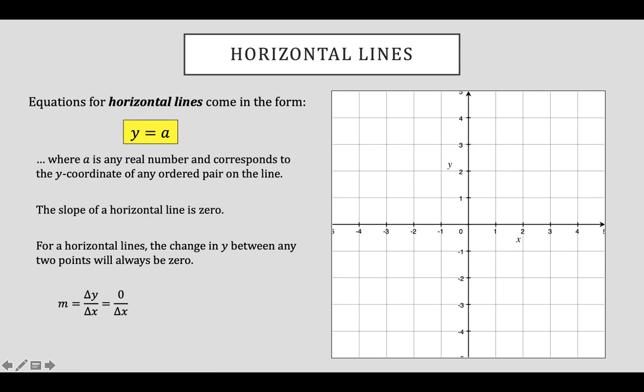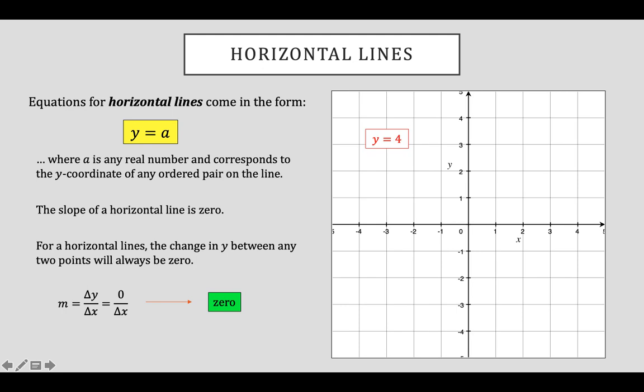If you were to try to find the slope, delta y over delta x, the numerator is always going to be 0. And 0 divided by any non-zero number is equal to 0.